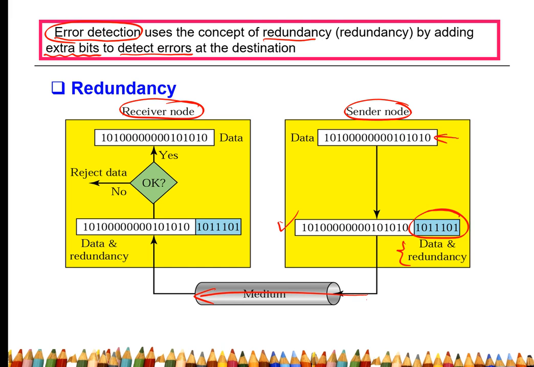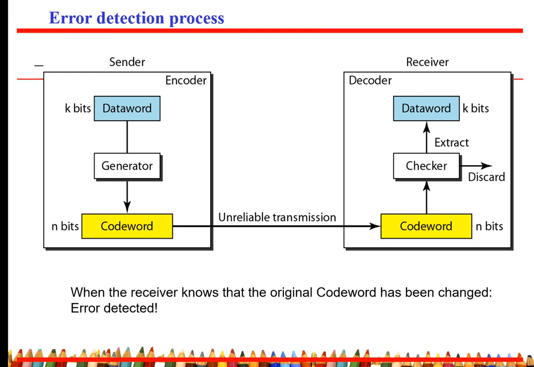Okay, and then the received data. This received data has the same pattern. Then it may check in some way whether this redundancy will match or not. Using this, maybe we can check whether the delivered information is corrupted or not. So the error detection process works like this.